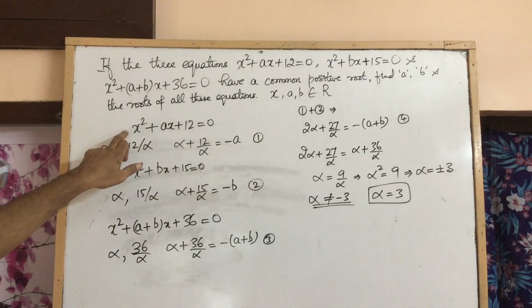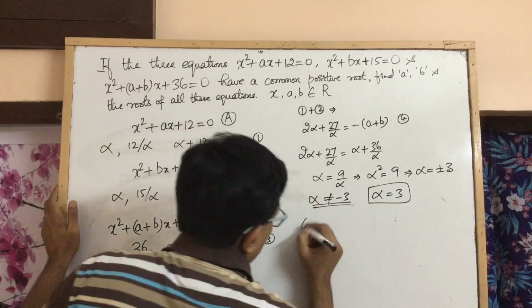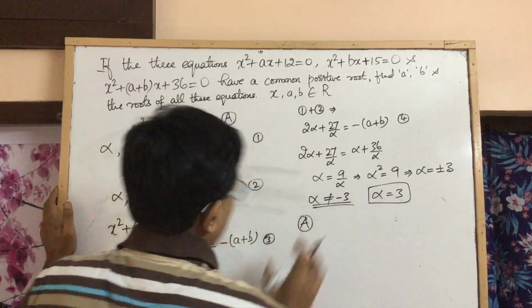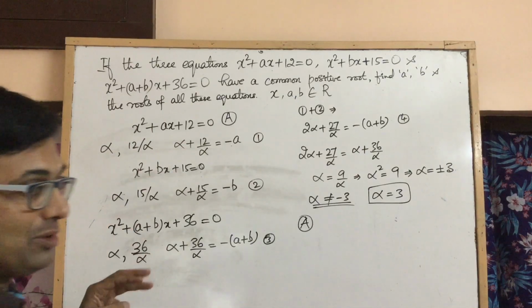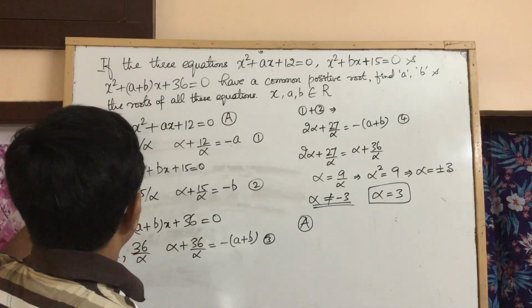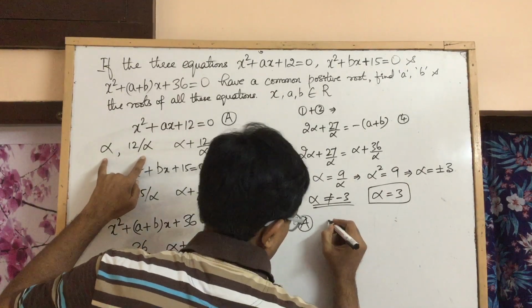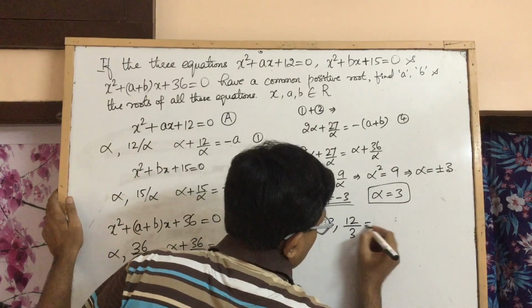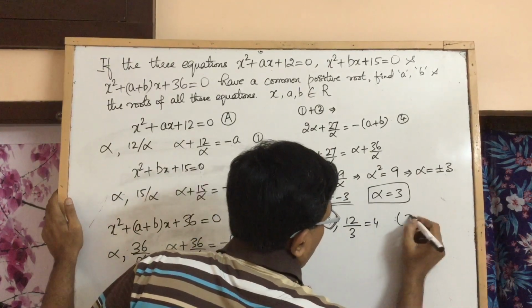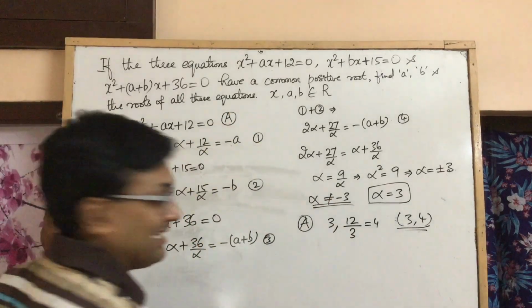So, let's call this equation A. So, the common root is 3, right? All these three equations, 3 is the common root. The roots of this equation would be alpha, which is 3, and 12 by alpha, 12 by 3, which is 4. So 3 and 4 are the two roots of equation A, right?